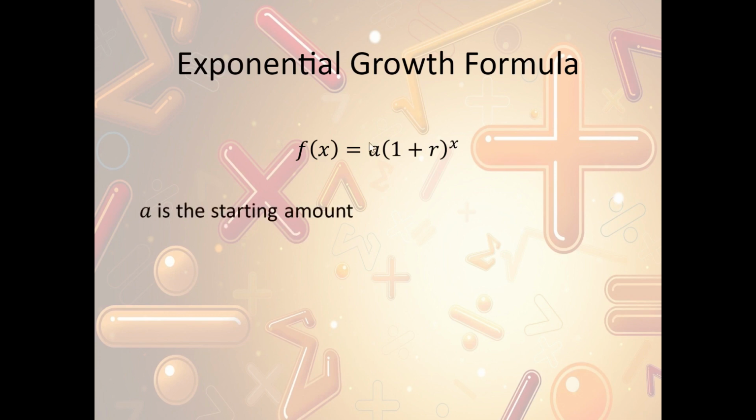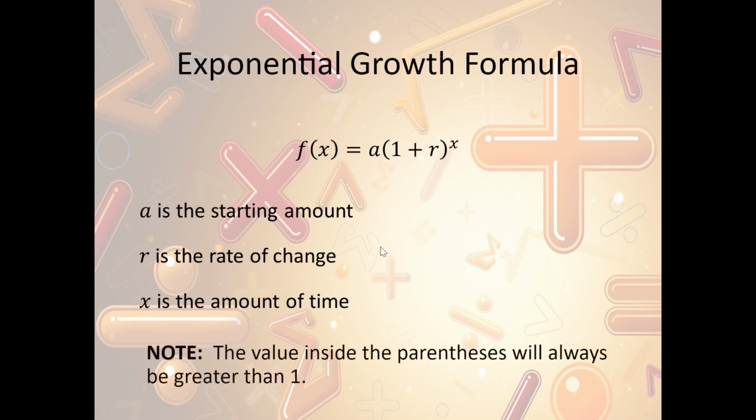So a is our starting amount. That's how much we start with. If we were talking about money in a bank account, that's how much money we put into the account. R is the rate of change, meaning how much interest we are gaining. X is the amount of time. So let's say it goes monthly and we're doing it over 12 months. 12 months would be my x. Now notice the value inside the parentheses will always be greater than 1 with exponential growth because I'm adding 1 plus some number. It doesn't matter what number that is, it won't be negative. So we know it'll always be greater than 1.